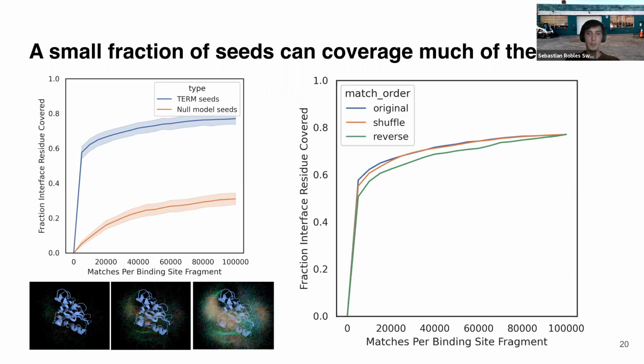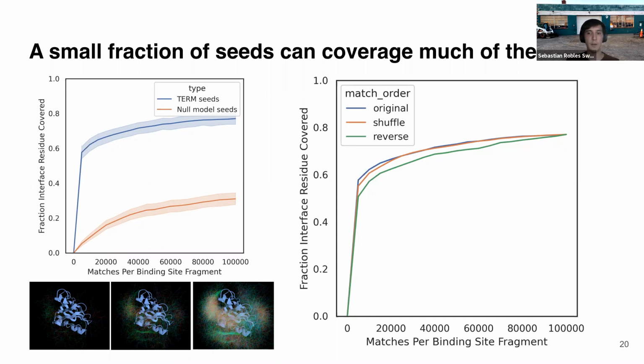The first way we tried to filter seeds was by ranking the structural matches to the binding site fragments by RMSD. Before, I was talking about how we define a fragment and search against the database, and in this case I was using up to 100,000 matches to each of those fragments. I can rank them by RMSD and then say, okay, if I only look at the top best 10,000, how good is the coverage? If I only generate seeds from those top matches, how good is my coverage?